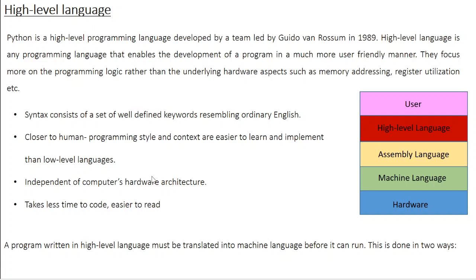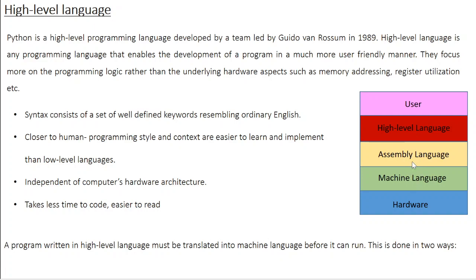And another advantage of high-level language is that it is independent of a computer's hardware architecture. On the other hand, assembly language and machine language depend on the hardware. So you need to have a good understanding about the underlying hardware before coding in any of these low-level languages. Finally, high-level languages always take less time to code and are easier to read. This is something I have already said, because if you look at the keywords in assembly language or machine language, you are not going to get much information by looking at the code.